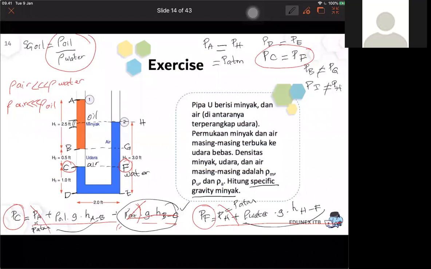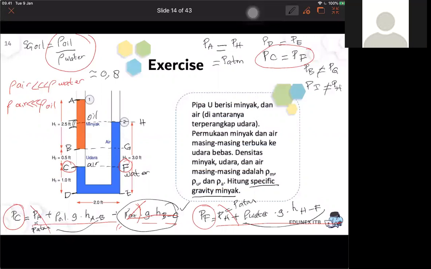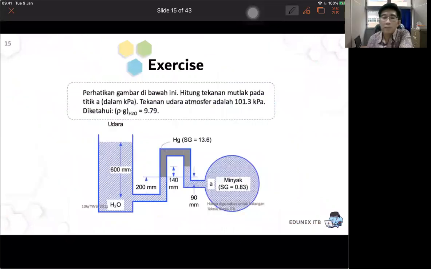Okay, sir. So you should get something like 0.8. Please do the calculation later by yourself. Any question first? It's okay, sir. Okay. Then we go to this one.